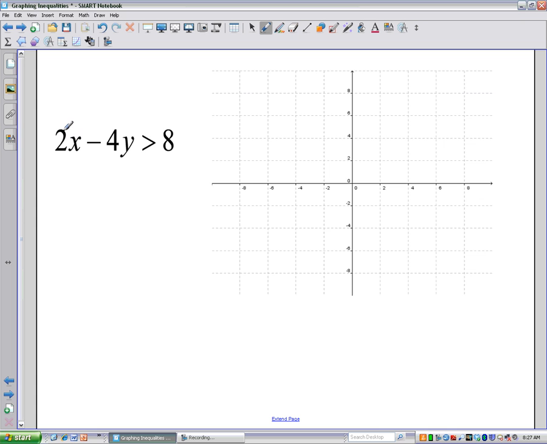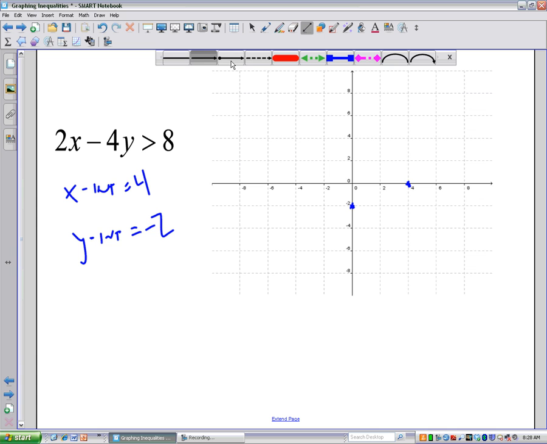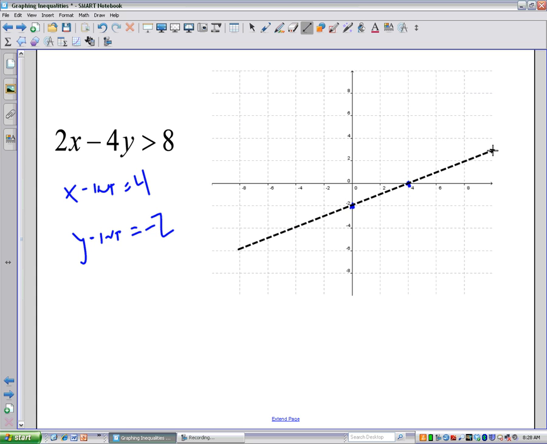Same thing, cover-up method. I get my x-intercept to be 4. My y-intercept is -2. It's a just "greater than" situation, so we're going to use the old dotted line tool. And I'm going to start about there. Sure, that's very nice.